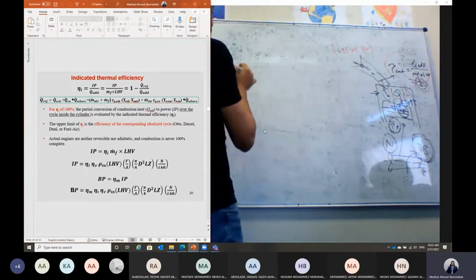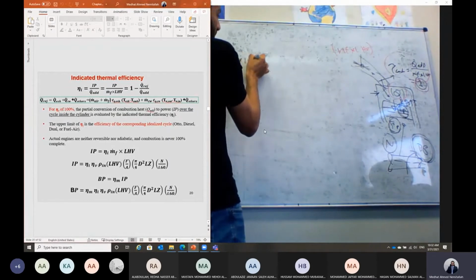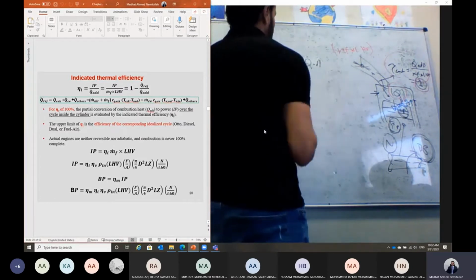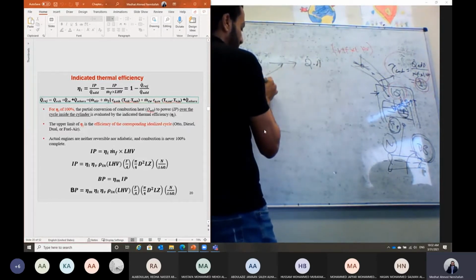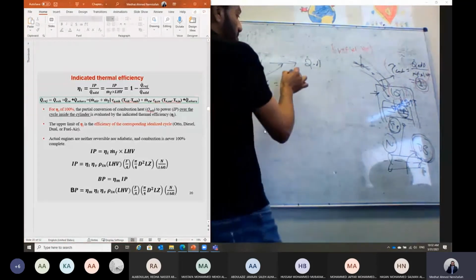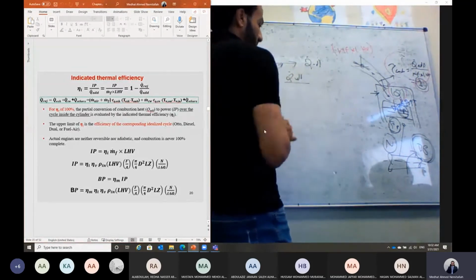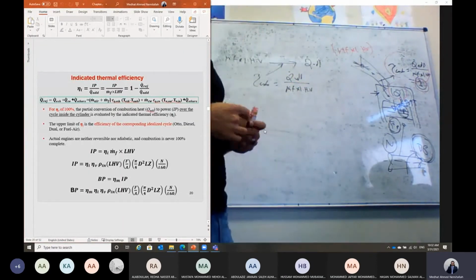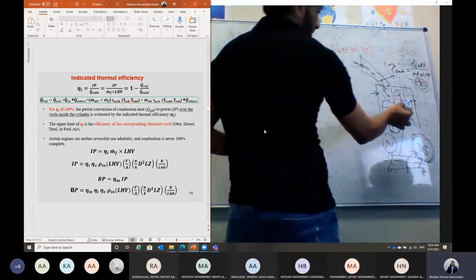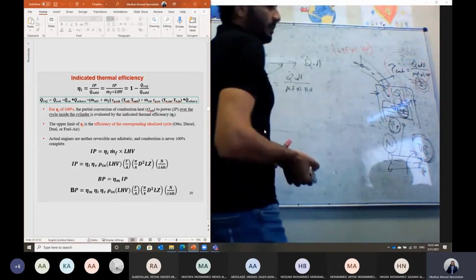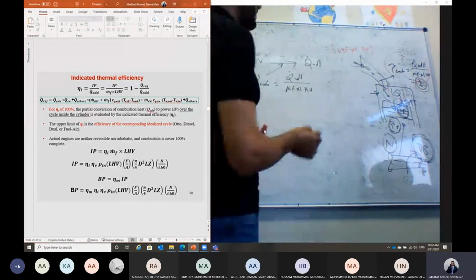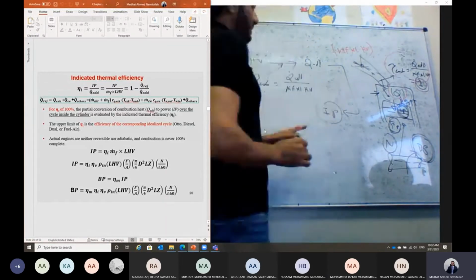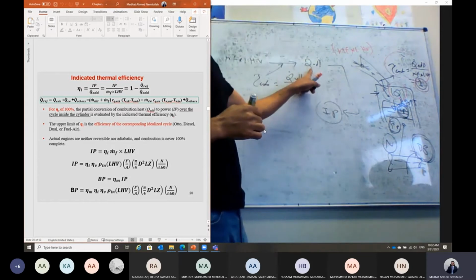So first of all, we have the chemical energy, which is M dot fuel multiplied by the lower heating value. This is converted to the thermal energy, which is Q dot added. In this case, we define the combustion efficiency, which is Q dot added, the thermal heat, divided by the chemical energy, M dot fuel multiplied by the lower heating value. But this Q dot added will be converted to a mechanical power inside the cylinder, which is the indicated power. Indicated power is a mechanical power. So thermal power is converted to a mechanical power.